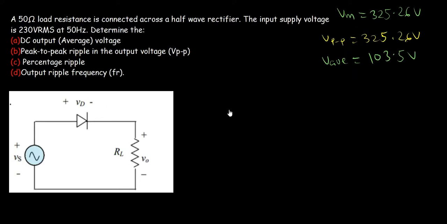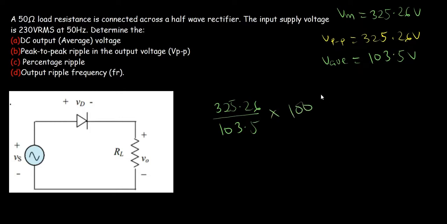Okay, so the third question says that we should find the percentage ripple. So the percentage ripple is like the percentage of AC voltage in the DC voltage. Okay, so for us to be able to find the percentage ripple, we are going to divide the voltage peak to peak, which is the ripple voltage here, by the average voltage. Then we find the percentage of that. So that will be V peak to peak, 325.26, divided by the average voltage, 103.5. And you have to find the percentage of it, so that will be times 100.